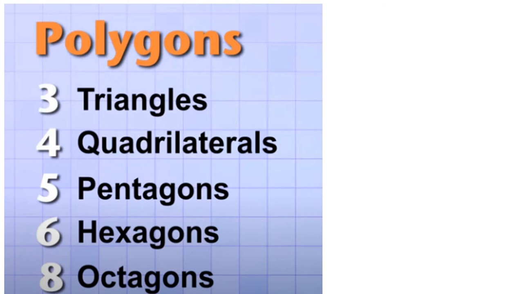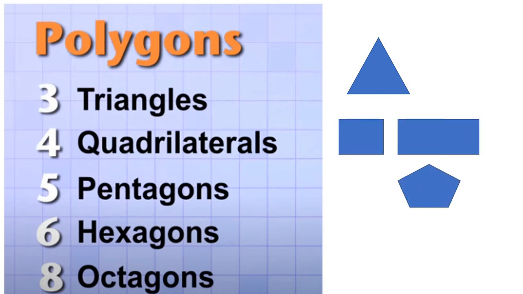So here are some things that we can call polygons. The triangles: all the shapes with 3 sides we call triangles. Then we have the quadrilaterals, the shapes with 4 sides, and the shape with 5 sides we call a pentagon, the shape with 6 sides we call a hexagon, and the shape with 8 sides we call an octagon.